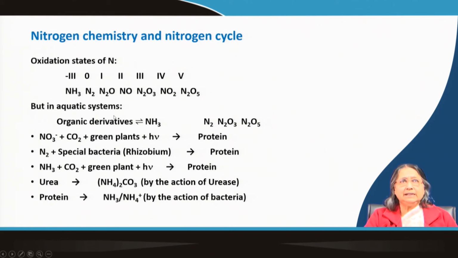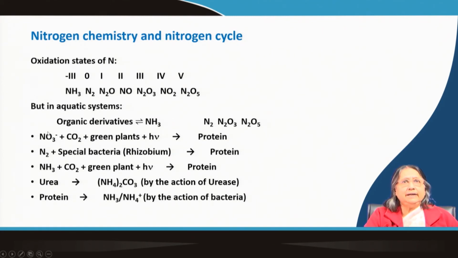But in the aquatic system, organic derivatives, say for example protein molecules, can decompose to produce ammonia, and then nitrogen, it is also in the aquatic system. I told you that nitrogen can be dissolved in water. So, it is in the 0 state, and then nitrate also can be formed, and they are present in aquatic systems. Some other forms, like the +2 state or +4 state, are not very common.